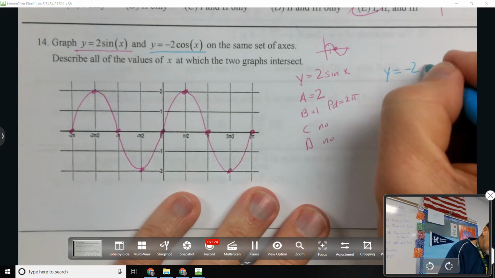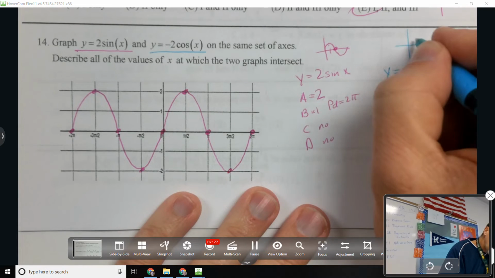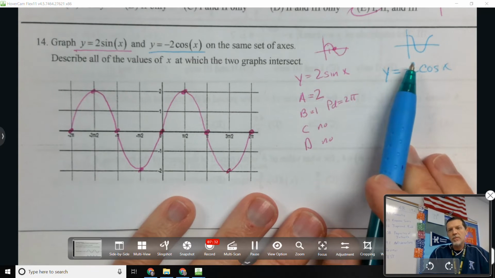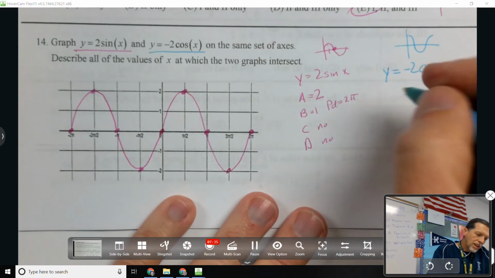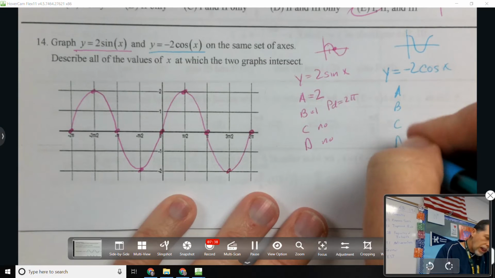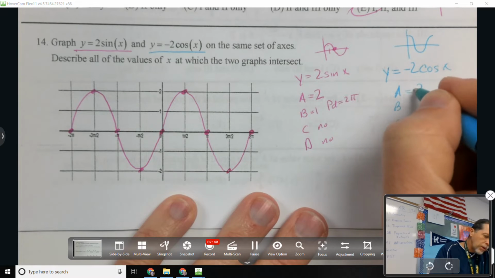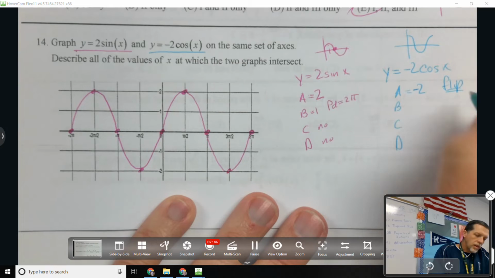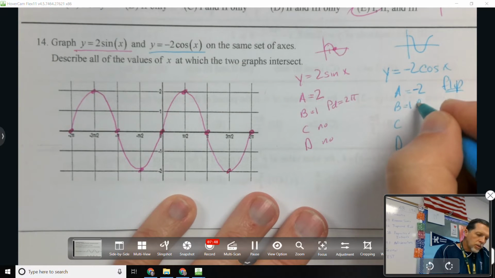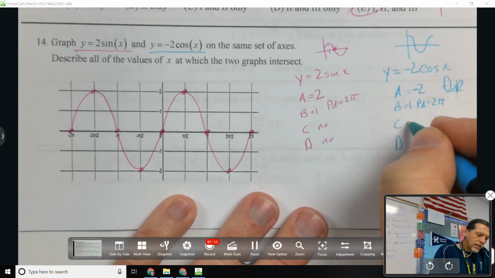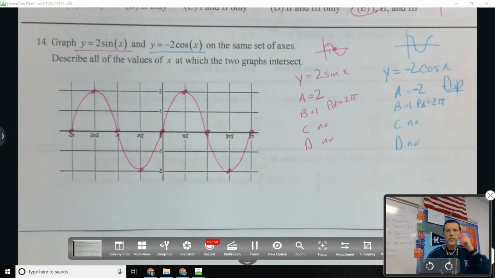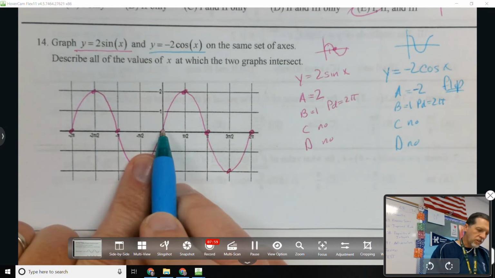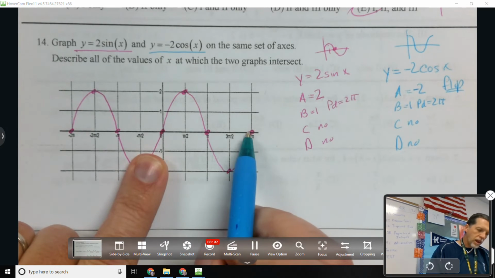All right, negative 2 cosine of x. So a lot of times I'll do a quick sketch of the parent function to remind myself what the original looks like. A is negative 2. Okay, what's the negative part of negative 2 mean? Flip. B is 1, so we have our normal period of 2 pi. There is no C and no D. So no D and no C, so I'm still starting at 0. I'm going to 2 pi.